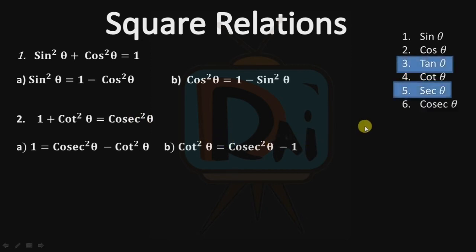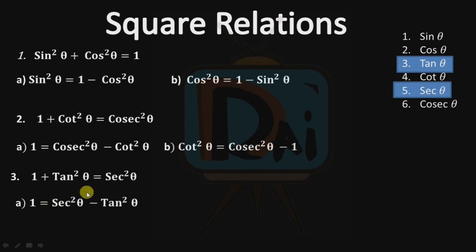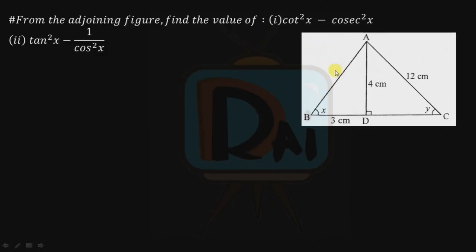Now the last relation we have is tan theta and sec theta. So 1 plus tan square theta is equal to sec square theta. So 1 is equal to sec square theta minus tan square theta, or tan square theta is equal to sec square theta minus 1. So now let's start a problem.